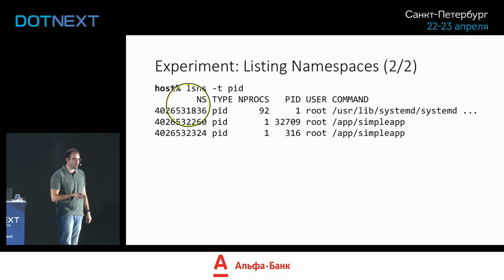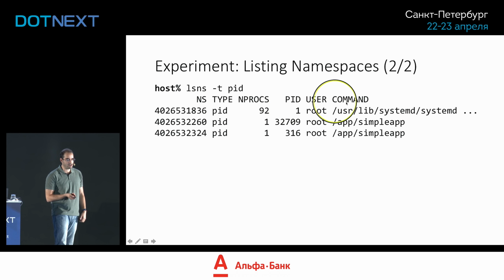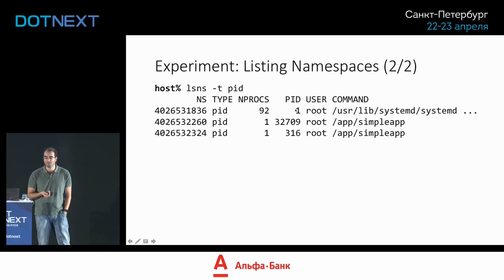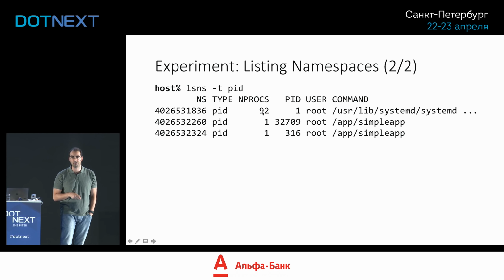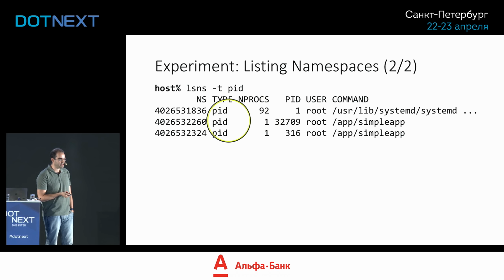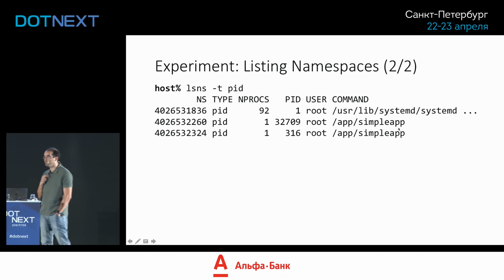The first one is the default one, and it's running systemd, which is the new init process for a few years, and it's running PID 1 on the host. And there's 92 processes inside. So this is the default host namespace. And then we have these two guys, these two namespaces. They only have one process in each, and they run my app, simple app.